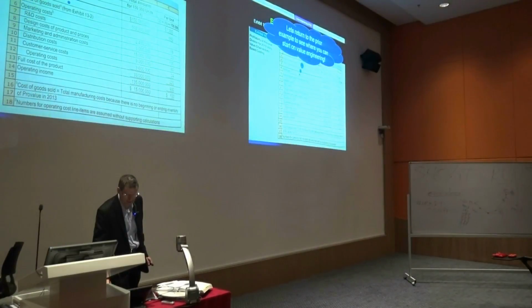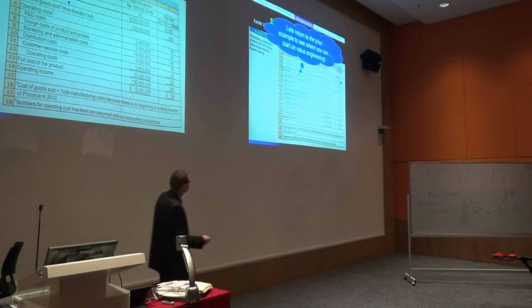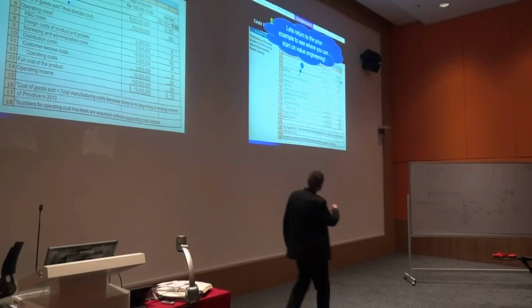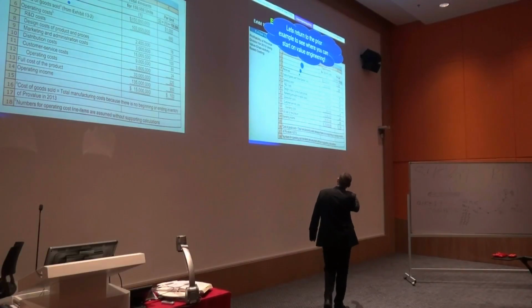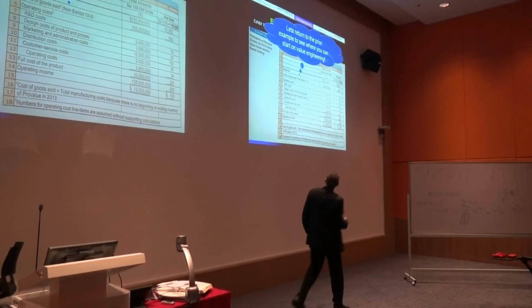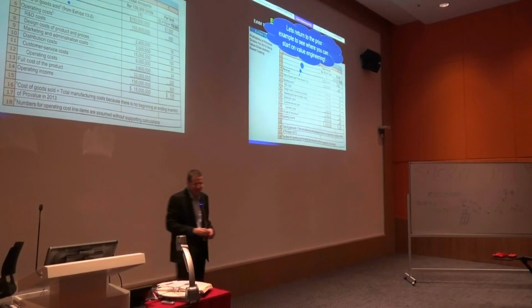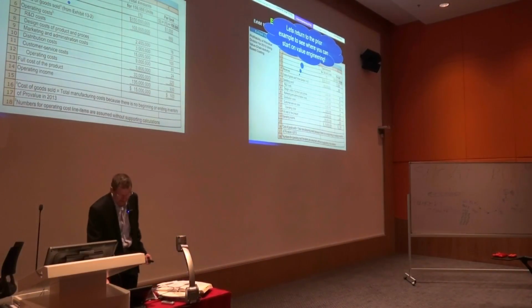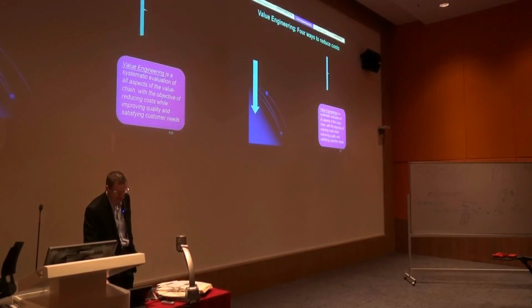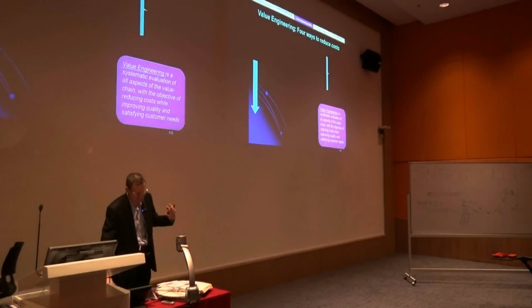Okay, so what do we mean? Let's go back to our problem. What is our problem? $900, the full cost of the product. How can we get it down? That's the challenge that any factory faces. They've got so many costs. Well, we've got to start with value engineering.